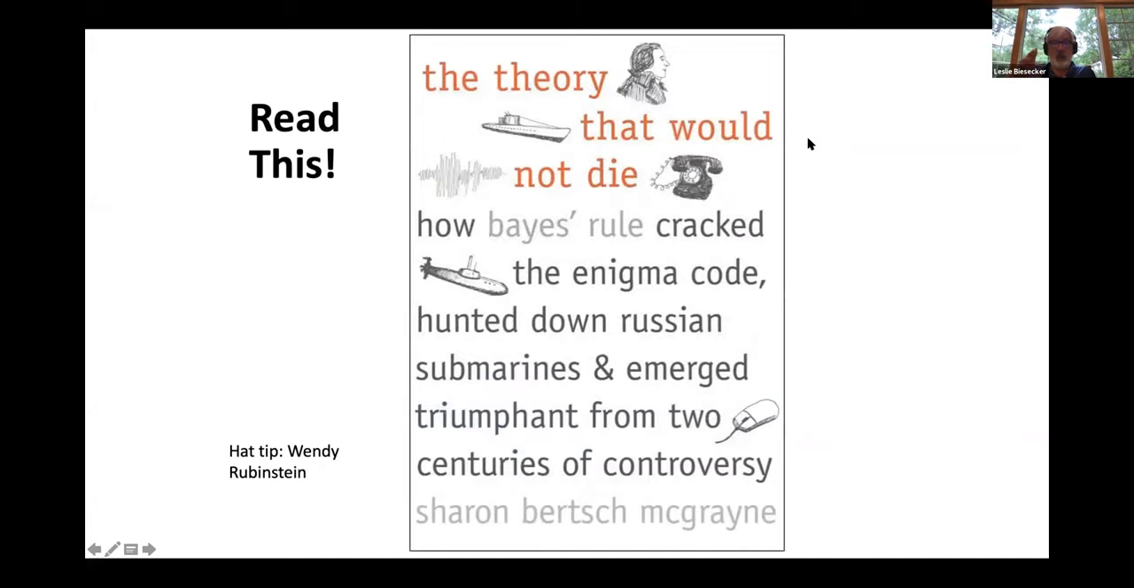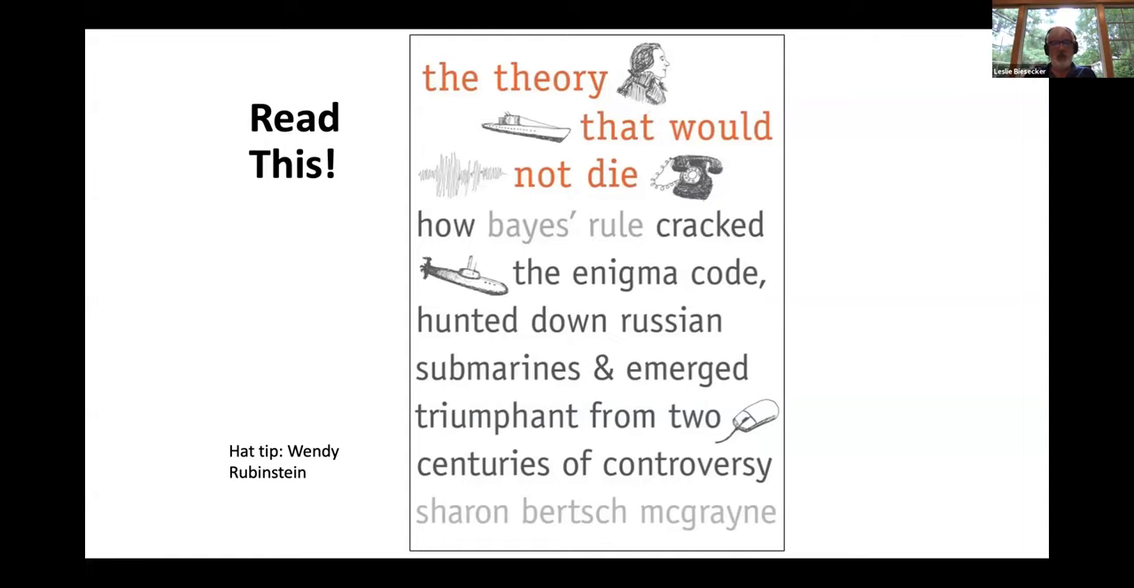So I'll stop there. If any of you are the slightest bit intrigued by anything about Bayes' law, I would highly recommend you order this book. It's a wonderful read. Wendy Rubenstein, now at the FDA, a genetics colleague of mine, pointed this out to me. It's called The Theory That Would Not Die. It's a wonderful, really engaging and short book with no equations in it.